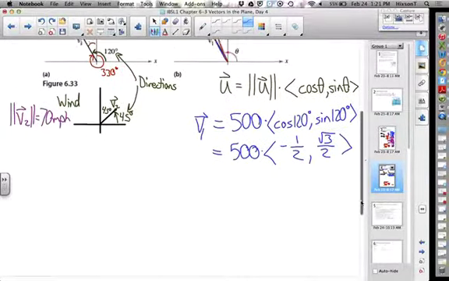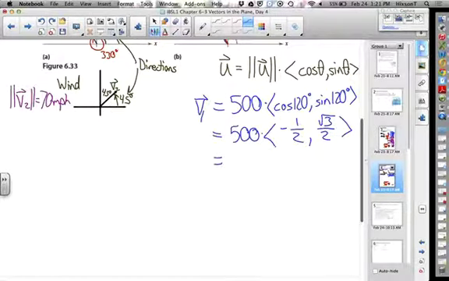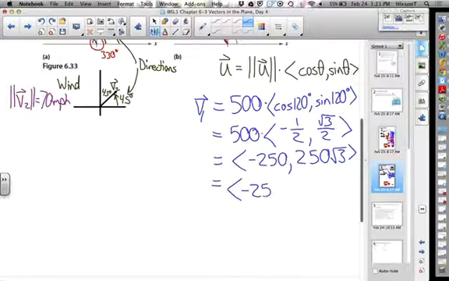So vector v is negative 250, and 250 root 3. What is 250 root 3 in decimal form? It's 250 times root 3, which is about 1.73, so roughly 433.